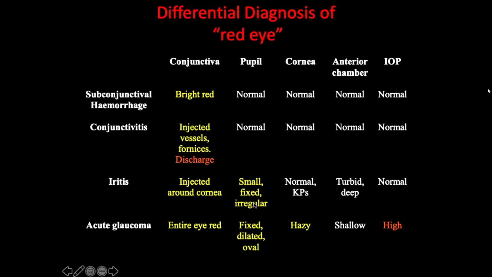Pupil small, fixed, irregular. And there are corneal dot-like things, precipitates. We call them keratic precipitates or corneal precipitates. Then the anterior chamber is turbid in iritis due to the suspension of white cells. In acute angle closure glaucoma, the entire eye can be red, pupil fixed, dilated, oval sometimes, cornea is hazy, and the IOP is high, stony hard. It goes up to 50-60 millimeters of mercury. So very high pressure. When you touch, you will feel that. Okay, so these are some of the differential diagnoses, how you can diagnose.